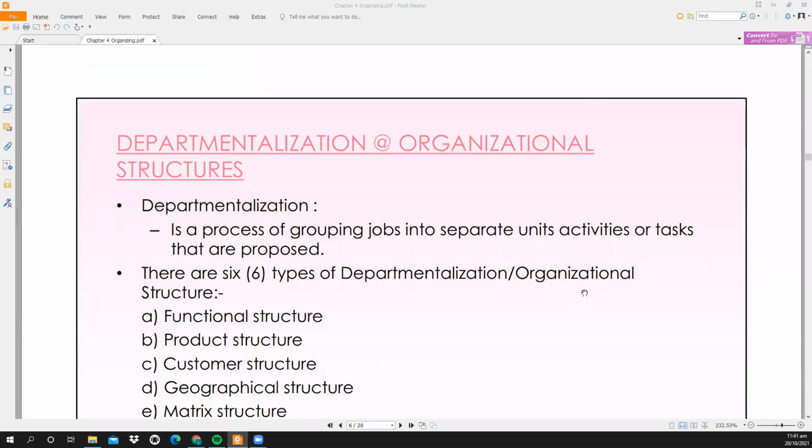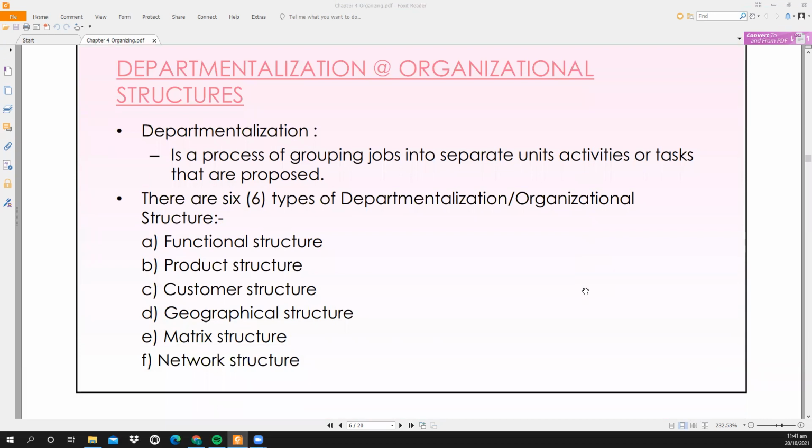Okay, so we have the departmentalization, organizational structure. Okay, so when we say departmentalization, it's a process of grouping jobs into specific or separate units, activities, or tasks that are proposed. So ito yung pinaka-common, no, among all the companies, businesses, and organization in the Philippines or kahit sa ibang bansa din. Ito yung pinaka-common, no?